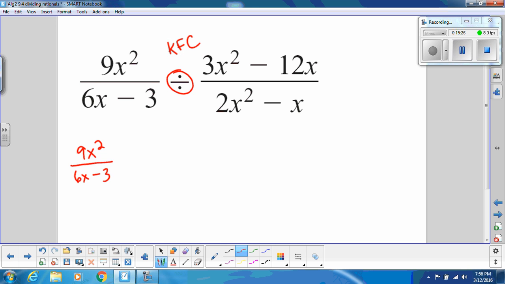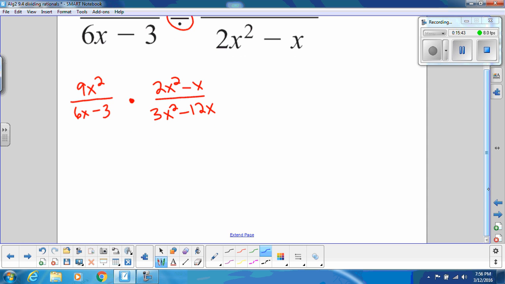I'm going to flip the second fraction, and then I'm going to change the division to multiplication. Multiplying by the reciprocal. All right, now we're in the factor step. So this first one, can't factor that. There's no addition or subtraction, so I'm just going to leave it like it is.